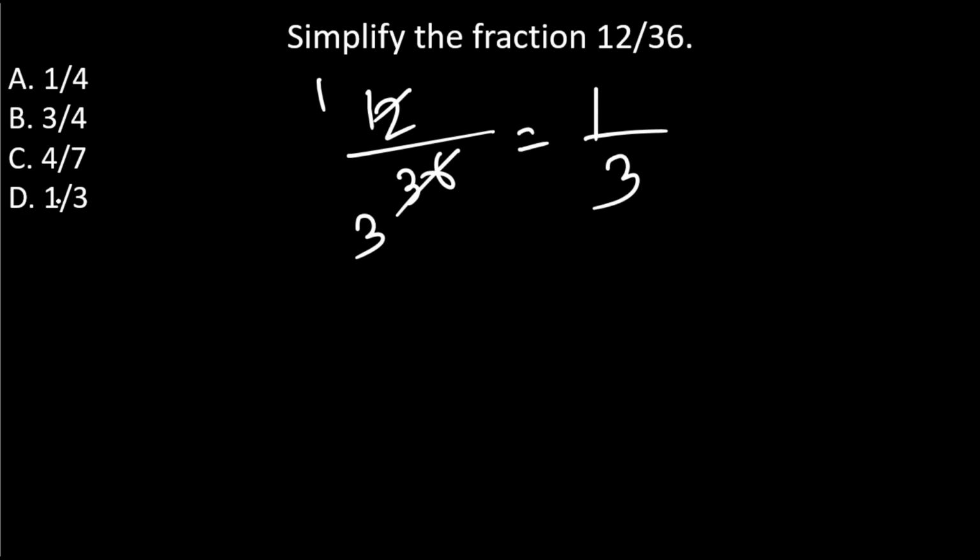Now let's come to another problem. Simplify the fraction 12 over 36. Here 12 is the common factor of 12 and 36. So 12 goes into 12 one time, and 12 goes into 36 three times. So you get 1 over 3. The answer is D, 1 over 3.